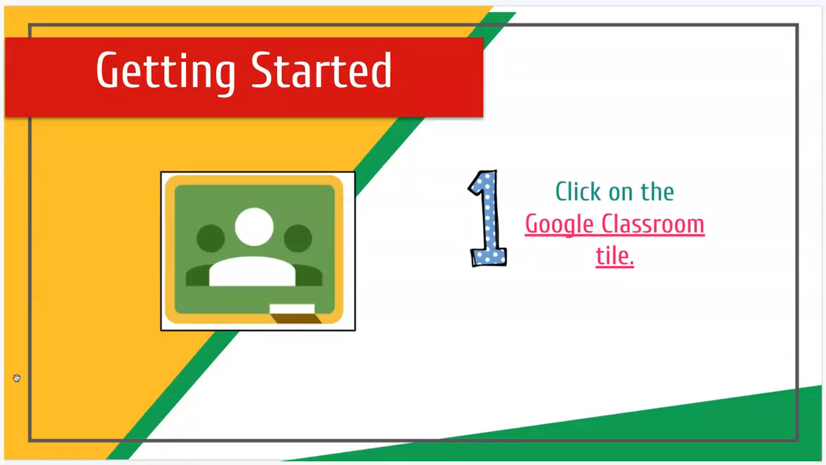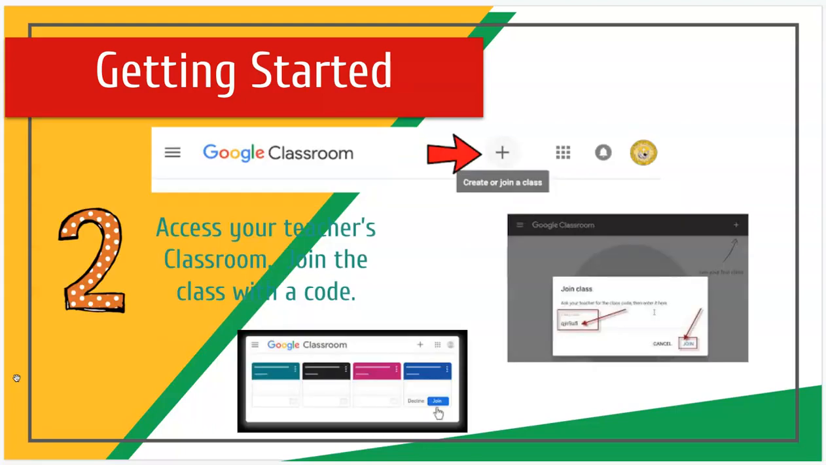Once your student has logged onto the device, the first stop will be visiting the Google Classroom. For the very first time, the student will need to gain access to their teacher's classroom by way of a join code. At the top of the Google Classroom screen, a student will need to look for the plus sign at the top right-hand corner and click there to enter the join code. A box will appear to be able to enter that code.